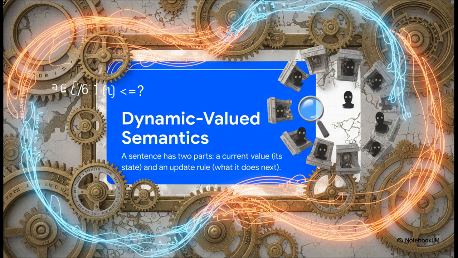In this new model, a sentence isn't just a statement. It's more like a little machine. It has 2 parts. Its current state, its value right now, and an update rule, which is basically a built-in instruction telling the system what to do next.